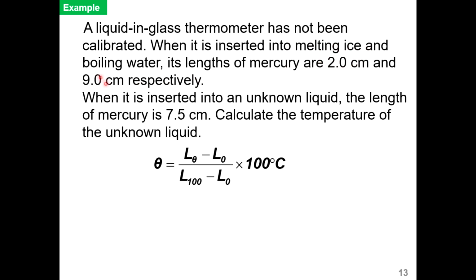L100 is this. And then this is L theta. So with that, we can use the formula. Just substitute the value. So L theta is 7.5 minus L0, which is 2, divided by L100, which is 9, minus L0, which is 2, and then times 100 degrees Celsius. You calculate using your calculator, and you will get this answer. It's better to give your answer to a decimal place.